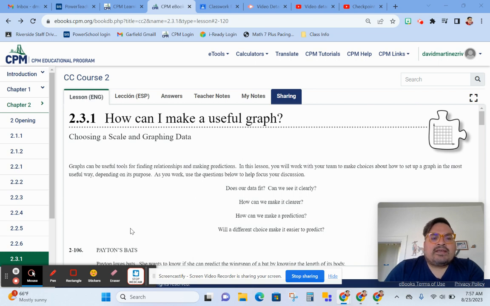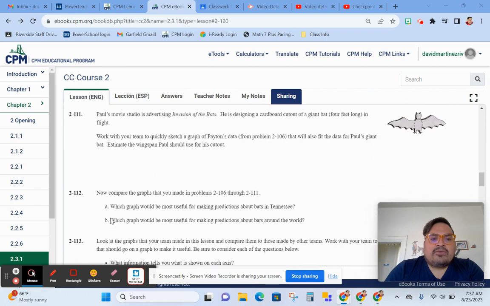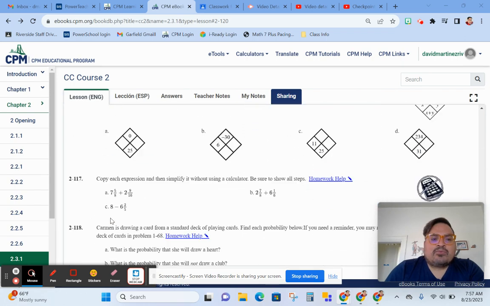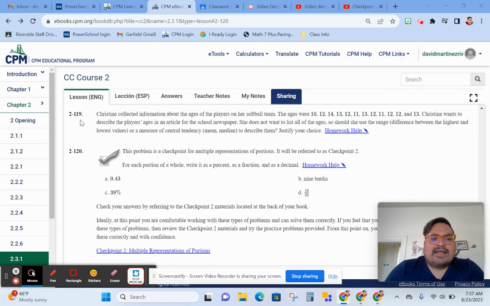Checkpoint two is going to be in chapter two, section 2.3.1: How can I make a useful graph? Then we're going to scroll down all the way to where we see the checkpoint logo, and that's 2-120. This problem is a checkpoint for multiple representations of portions. It will be referred to as checkpoint two.